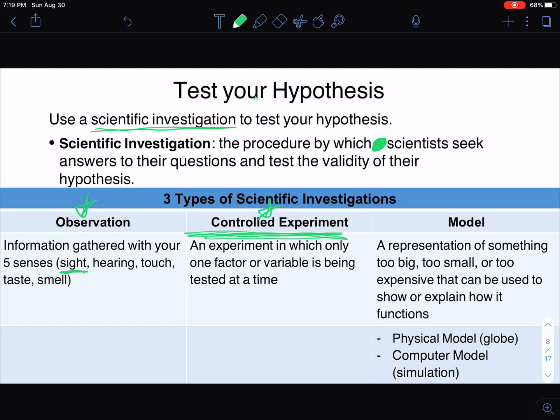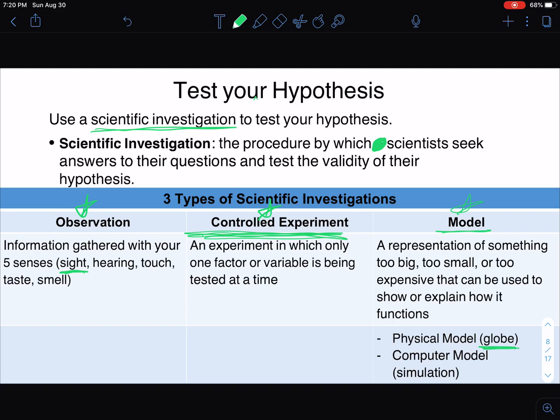The third kind of scientific investigation is called a model. Now, a model is a representation of something too big, too small, or too expensive that can be used to show or explain how it functions. One example of a model is a physical model, or let's say a globe. The globe is a model of the Earth, and the Earth is just way too big for you to try to study, all at once at least. So what scientists have done is taken the Earth and shrunk it down to scale and made it into a globe. And now you can study geography based off that globe because everything is now to scale of what it would be on the Earth if it was full size.